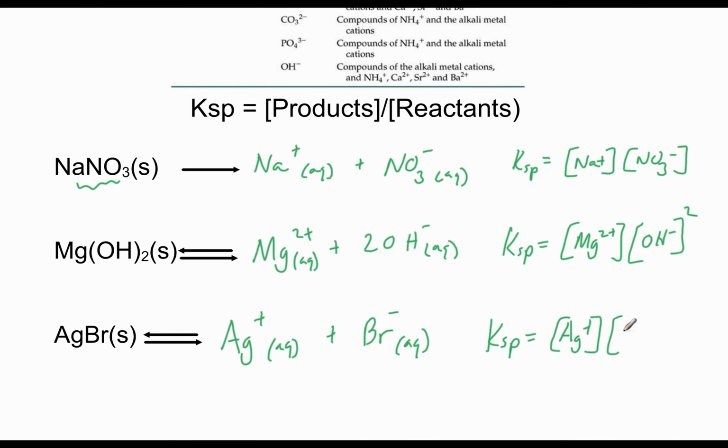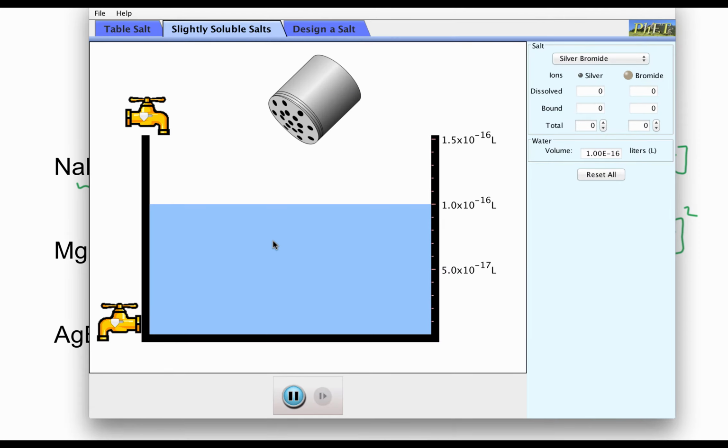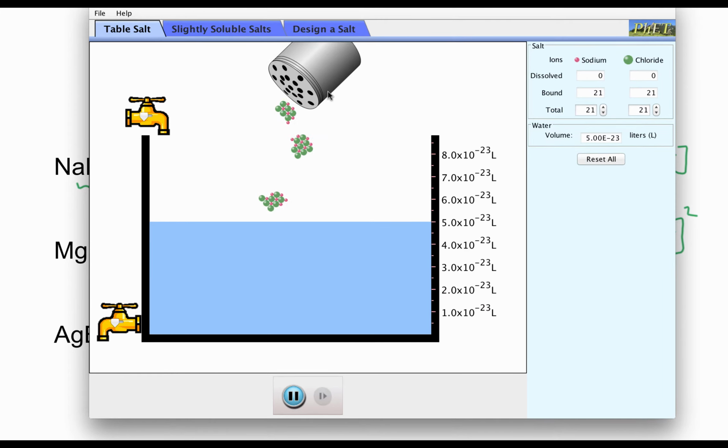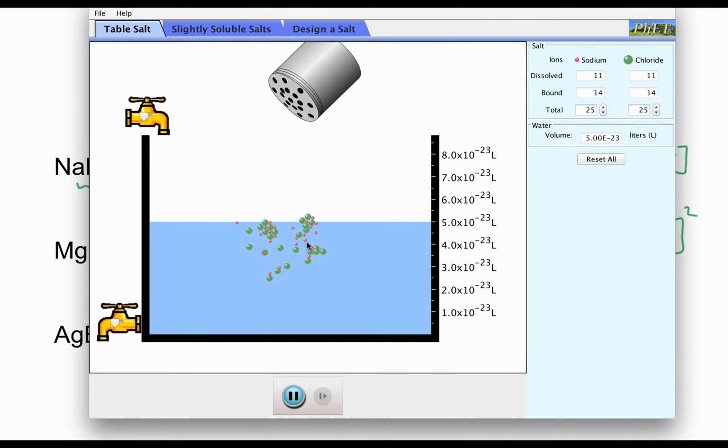I guess we can't really look at it, but according to some modeling software, we're going to use a PhET simulation here. If I take a look at this PhET simulation where I'm adding table salt, NaCl, which is very soluble, to water, you can see that when it hits the water, the ions break up, and when they break up, they move around in solution. I'm kind of maxing out my computer here, and they're completely dissolved. So I could keep adding this and it would continue to dissolve.